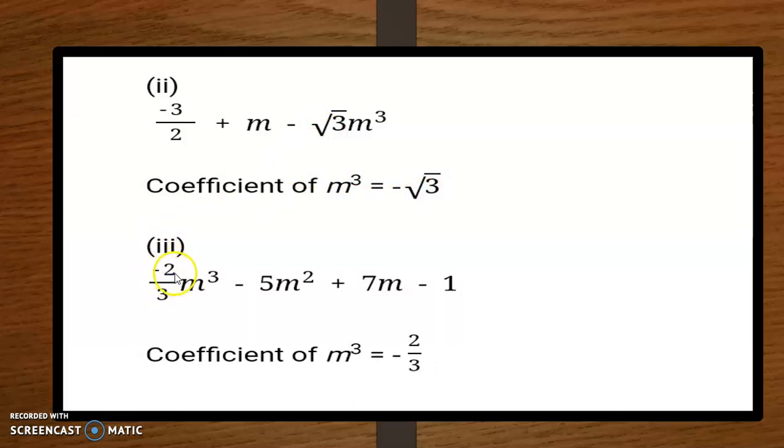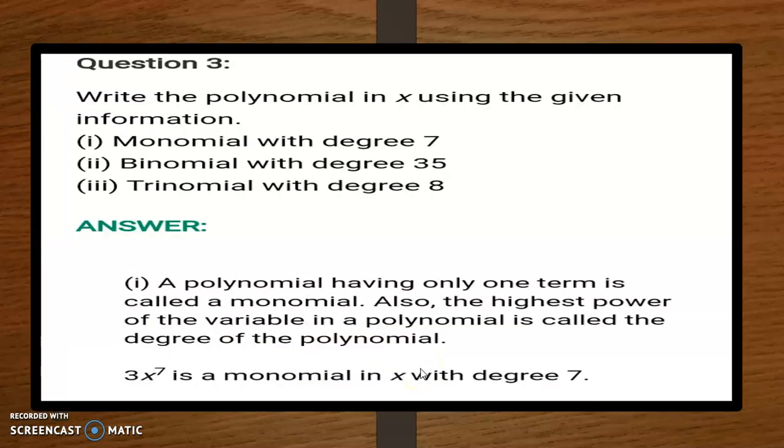Third one, minus 2 upon 3 m cube minus 5m square plus 7m minus 1. So here this term m cube's coefficient is minus 2 upon 3. So coefficient of m cube is minus 2 upon 3. We'll move on to question 3. Write the polynomial in x using the given information. So you have to write the polynomial using the variable x.